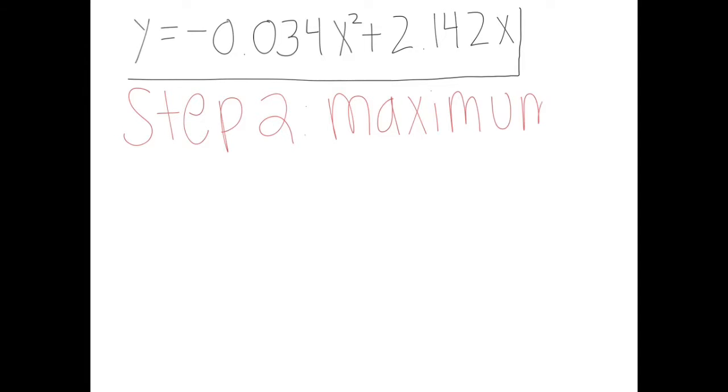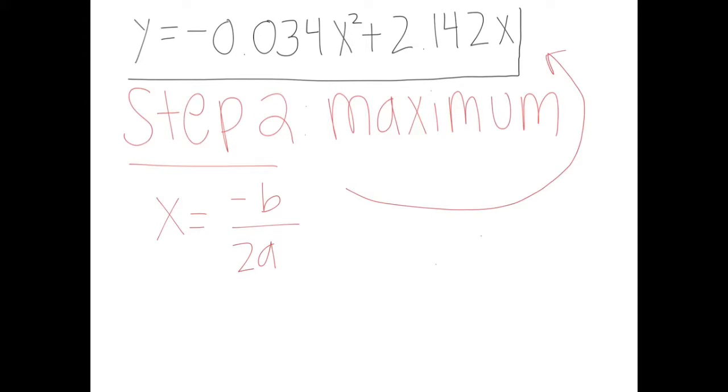There are two ways that we can find the maximum. One way is to find the x and y. So x would be the opposite of our b value over 2 times a, and then we would plug that into the equation for x. Or we could just graph it on our calculator and analyze the graph. But we're going to do it by hand.